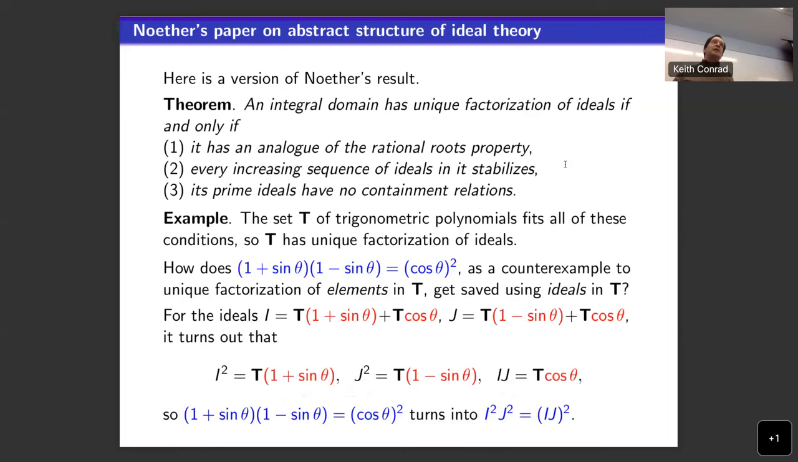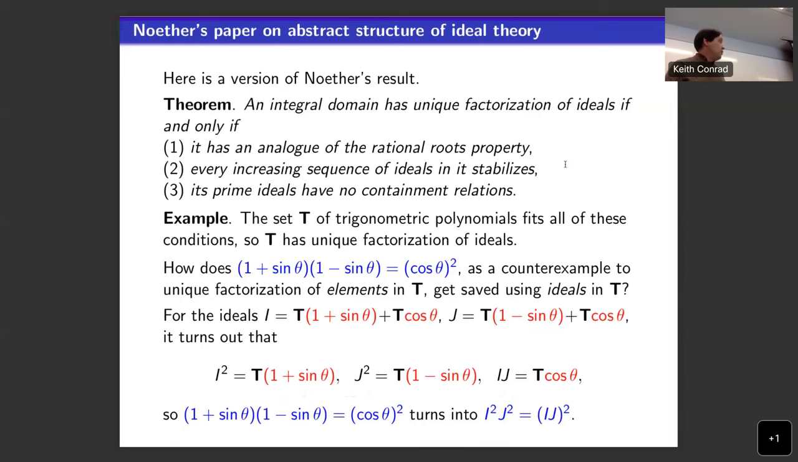in fact, it's true. Dedekind's original paper on ideals, for him, an ideal was an infinite subset that had certain properties. So it took some time for the vocabulary to stabilize to what we use today. So as an example, beyond the setting of numbers, let's take a look again at the case of trigonometric polynomials, where we had seen that there's not unique factorization into trigonometric factors. So what happens here? So the setting of trigonometric polynomials turns out to have all three of these conditions, and so it must have unique factorization of ideals.